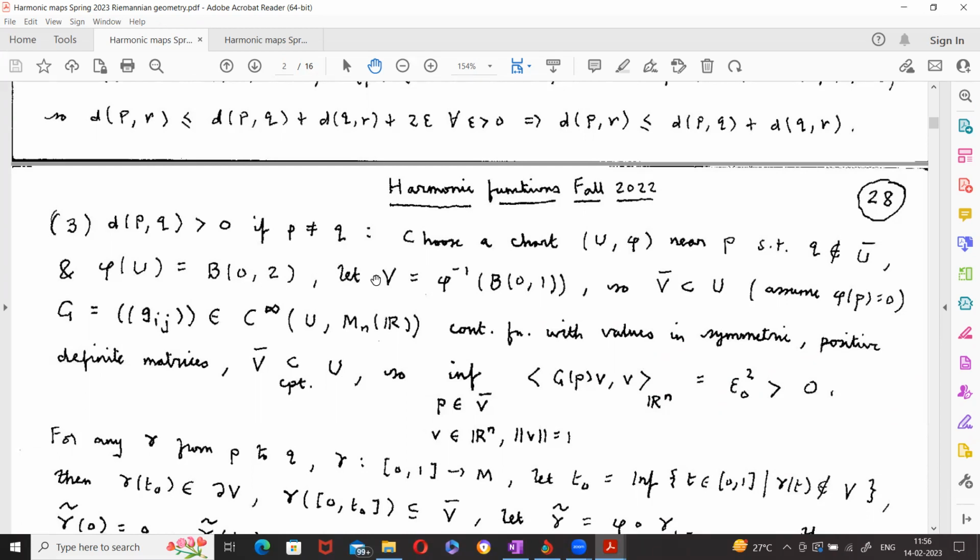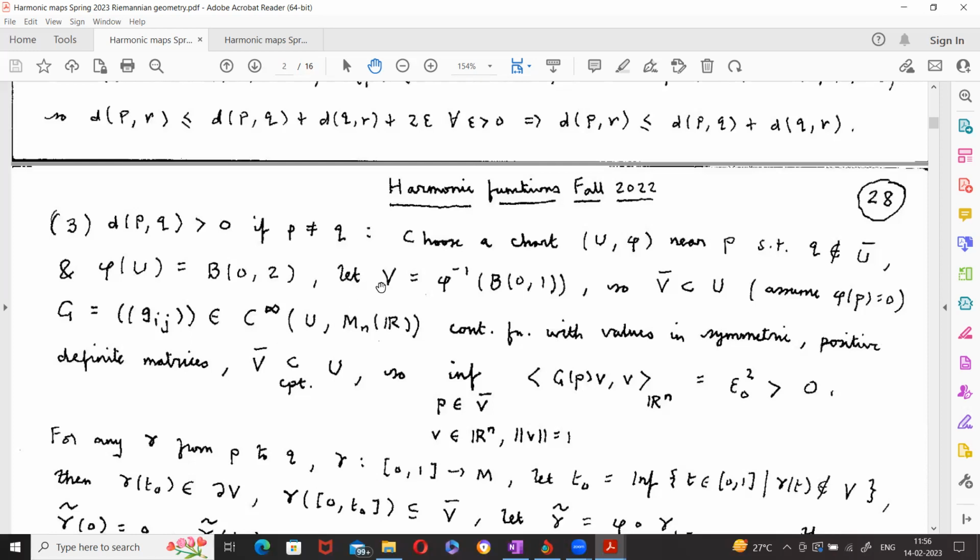And you let V be the inverse image of the ball of radius 1 around the origin. Okay, so V closure is going to be contained in U. Assume that phi of P is 0. Okay, this chart maps P to the origin. Now look at my Riemannian metric. So the matrix of the Riemannian metric G, this matrix G_ij, is going to be a smooth matrix valued function from U to M_n(R). So in particular, it's continuous with values in symmetric positive definite matrices.